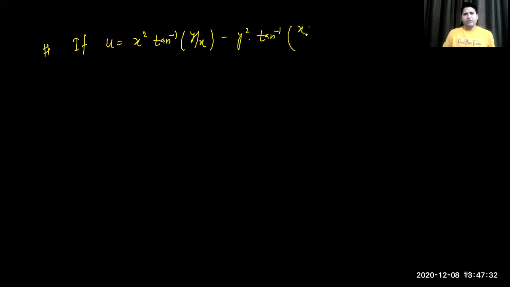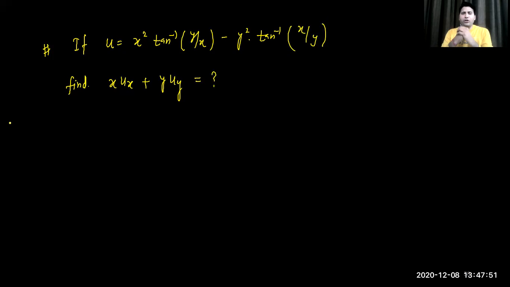One more question. If u equals x^2 tan inverse (y/x) minus y^2 tan inverse (x/y), then the question is asking to find x u_x plus y u_y. u_x means the partial derivative of u with respect to x, u_y means the partial derivative of u with respect to y.